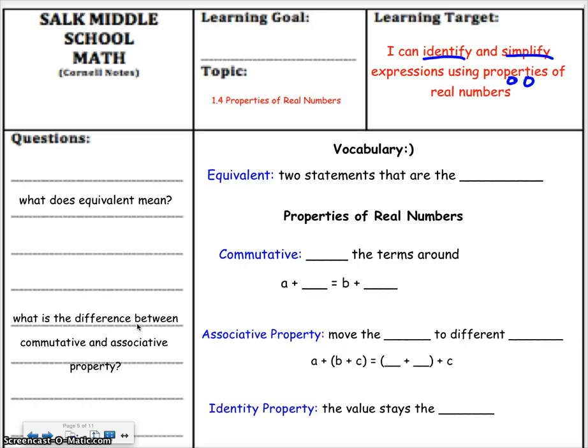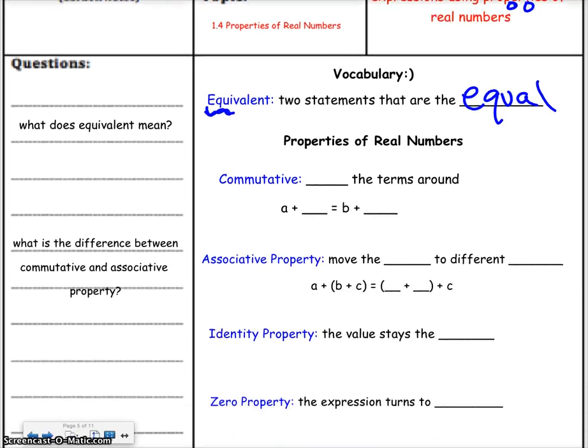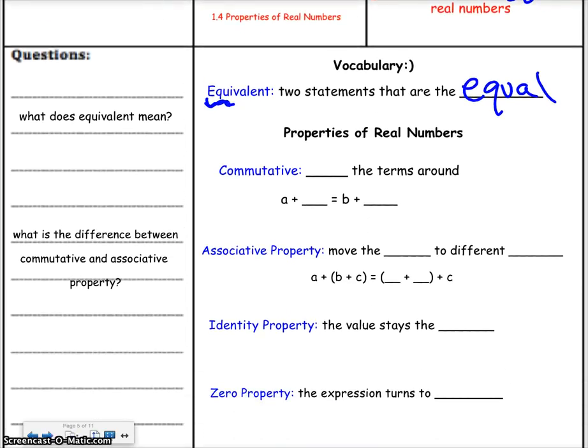So the heart of properties is equivalence. And equivalent means that two statements are equal. So if I say it's equivalent, that means it's the same. It's equal. You think of the equal, like equal. All right, here's the properties. Nothing new. You've been experiencing it for years here.